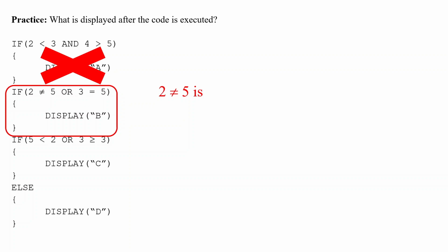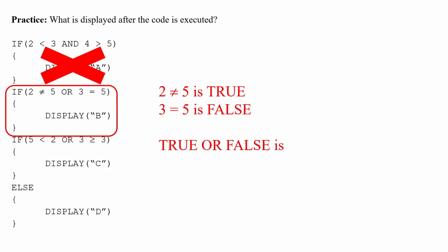Now, what about this one? Is 2 not equal to 5? That's true. And then I have, is 3 equal to 5? That's false. 3 is not equal to 5. So what I have is I'm comparing true or false.